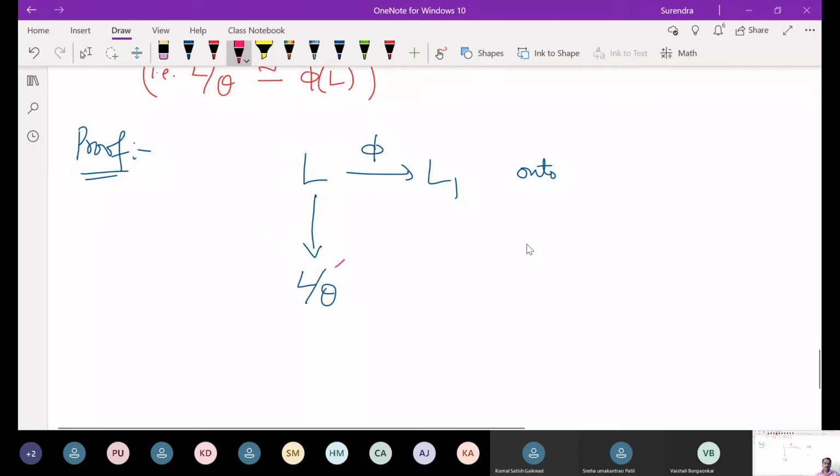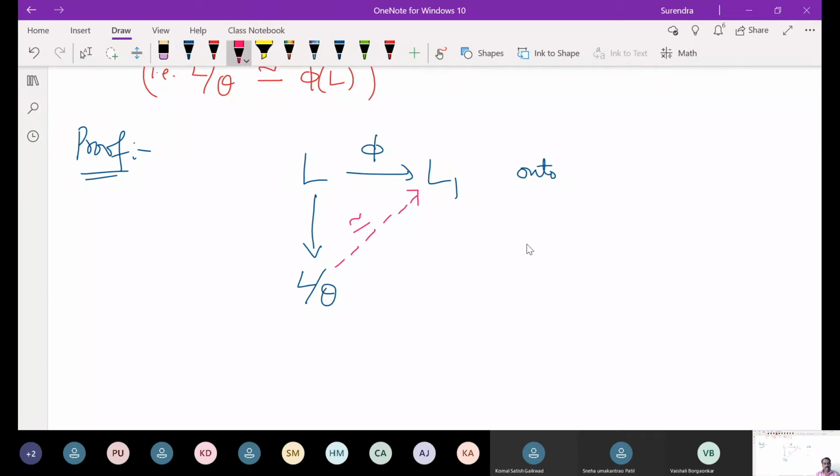So somehow we should get a map from L to L1 such that this should be an isomorphism. What is the idea? The idea is we should somehow send every element here to here. How can we send any element here to here? Through these two maps.